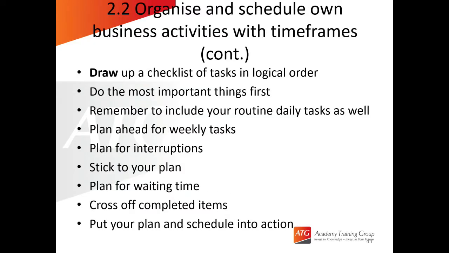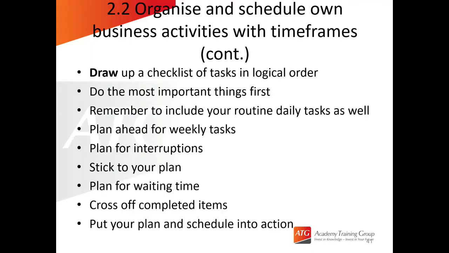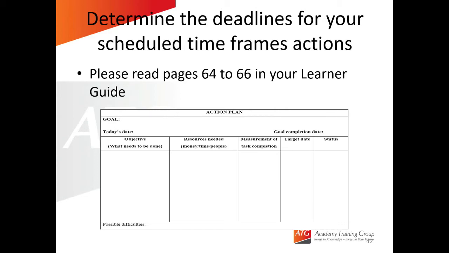Then, draw up a checklist of tasks in a logical order. Do the most important things first. Remember to include your routine daily tasks as well, but plan ahead for the weekly tasks. Plan for interruptions, as that will obviously occur. It could be visitors or unexpected telephone calls. But stick to your plan. Plan for any waiting time, and also if there is any waiting time, use that waiting time effectively. Cross off all your completed items. Then lastly, put your plan and schedule into action. Here is an example of such an action plan, and obviously you can refer to pages 64 to 66 in your learner guide.